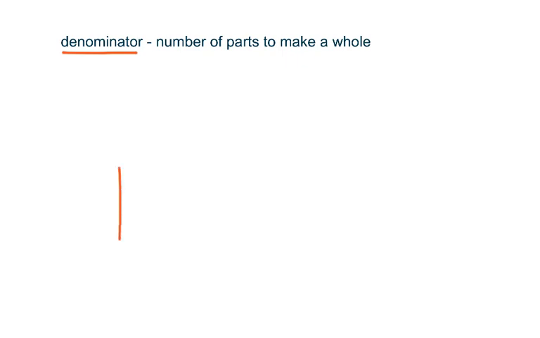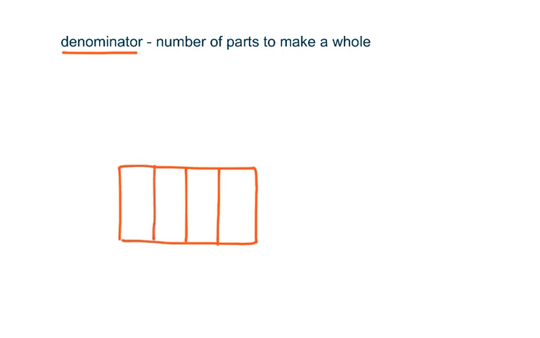So, for example, if we look at this figure, and we cut it into pieces, we can see that in this particular diagram there are 1, 2, 3, 4 parts needed to make up a whole. So looking at that particular figure, we would say that the denominator of this is 4.